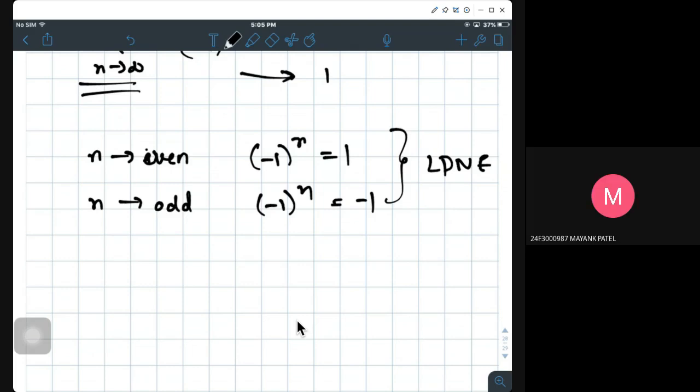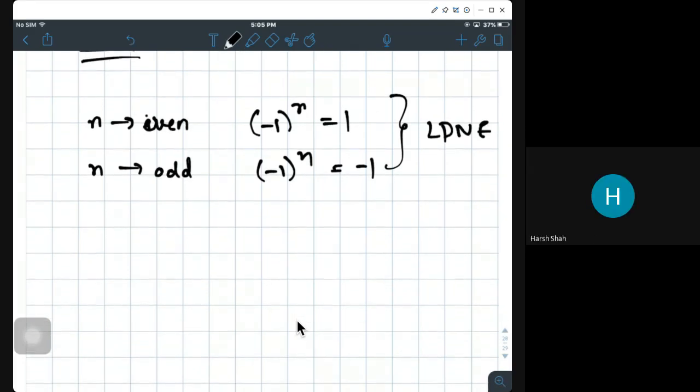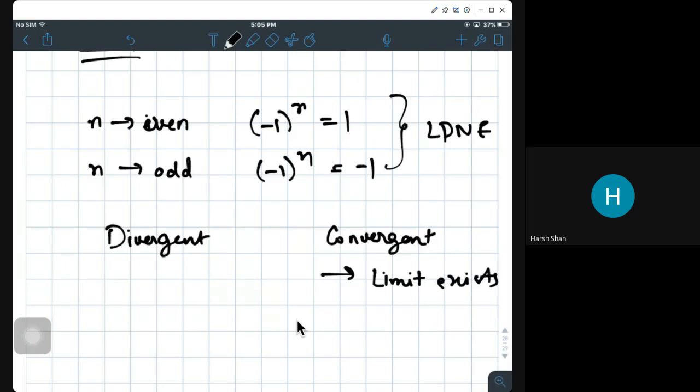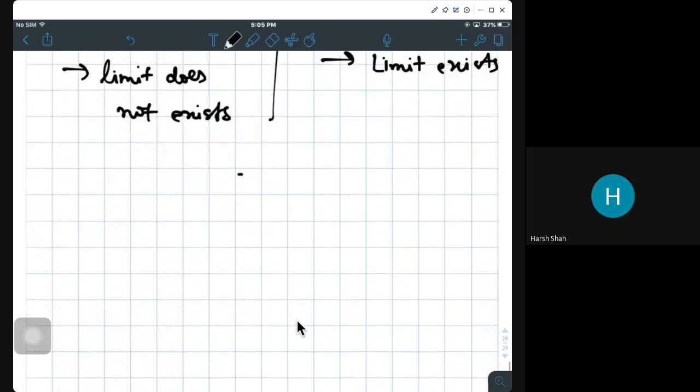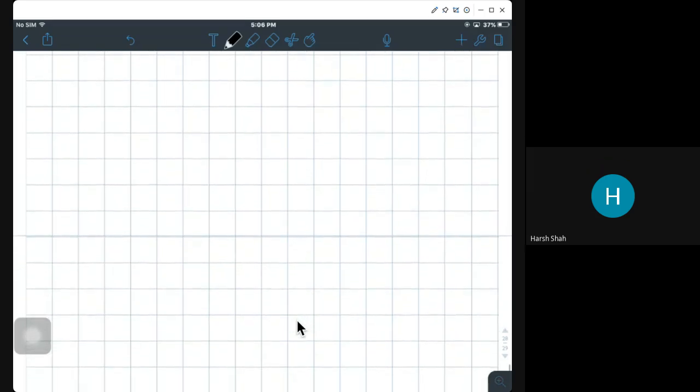Now we have the topic of divergent and convergent sequences. I'll simply tell you, convergent means the limit exists, or you can say that at infinity you can predict a value. Divergent means the limit does not exist. Simple. Is it clear? I hope this is clear.